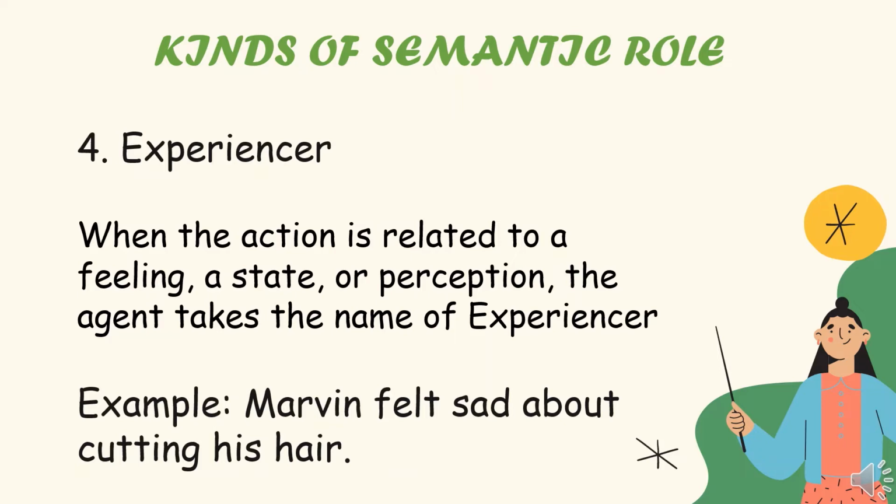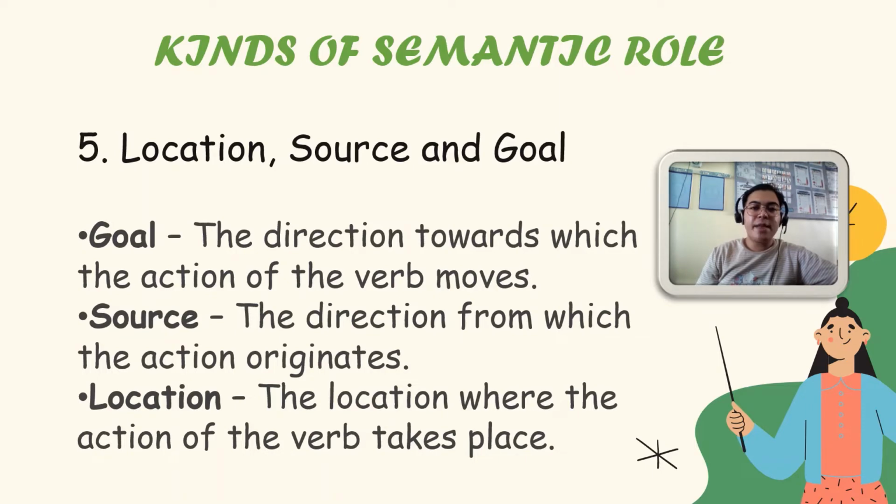Okay, so let's move on to the next kinds of semantic role. So we have here number 5, the location, source, and goal. Now, what is meant by these? The first one is goal. The goal is the direction towards which the action of the verb moves. Meanwhile, the source is the direction from which the action originates. Then the third one, the location, is where the action of the verb takes place.